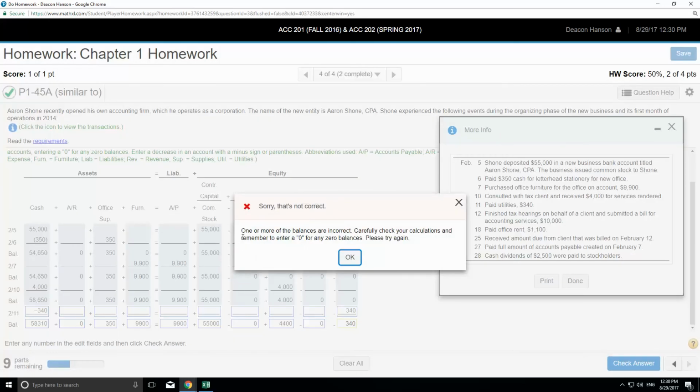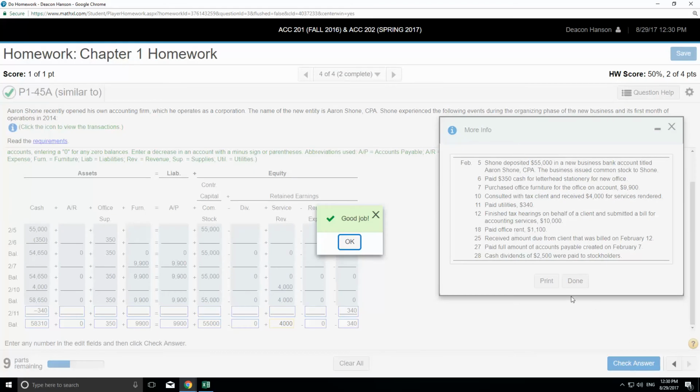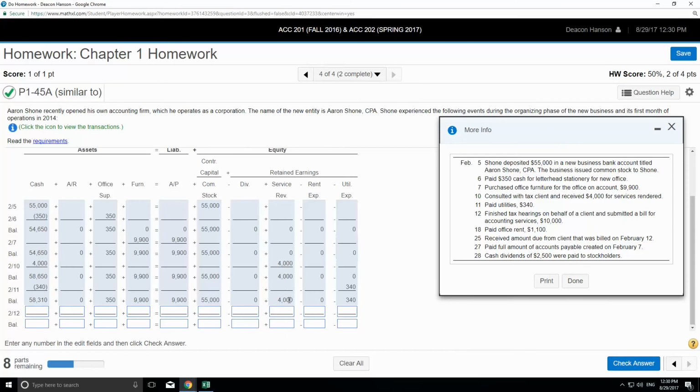Okay, let's see. One or more of the balances are incorrect. Carefully check your calculations and remember to enter a zero for any zero balances, please try again. Maybe we did the math wrong. I think he did 4,400 instead of 4,000 for your service revenue. Oh, okay. Is that all it is? Hey, good catch. You guys got good eyeballs. That one we didn't even have to add. It was just a matter of bringing that number down. So be careful. Okay. And I think if you don't put the zero there, it'll mark you wrong too. Okay. You know where there's zeros.